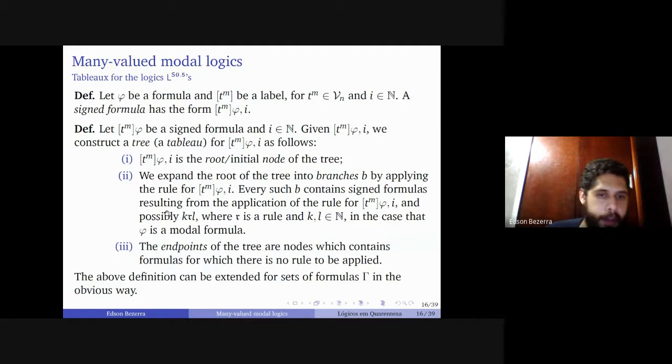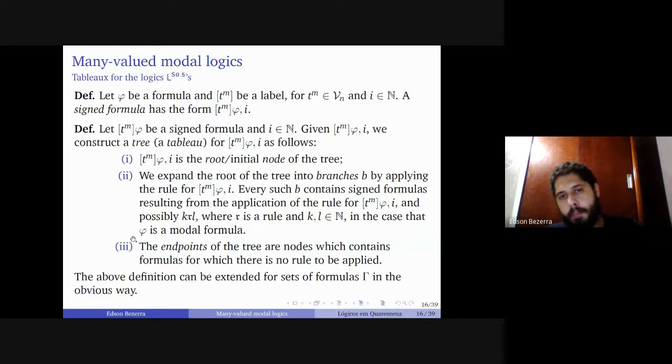these two numbers related by the relation R, which is a relation between natural numbers, whenever phi is a modal formula. And the endpoints of the tree are the nodes which contain formulas for which there is no rule to be applied. Further, I will show that some endpoints can be inhabited by modal formulas.